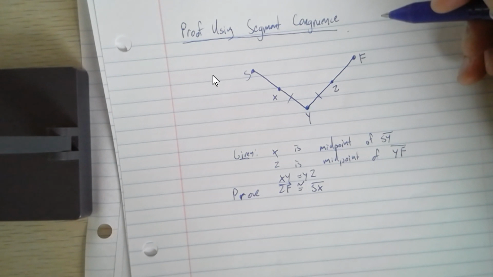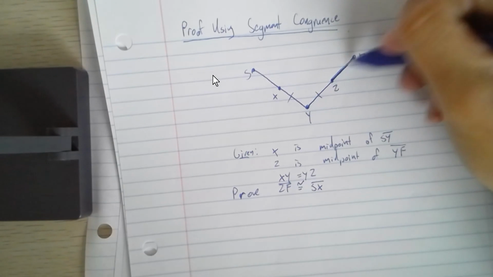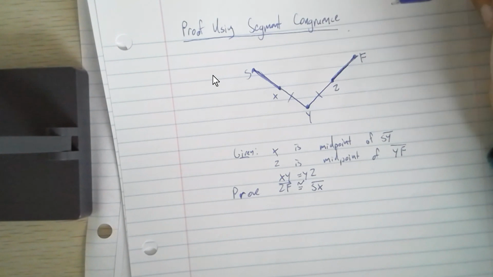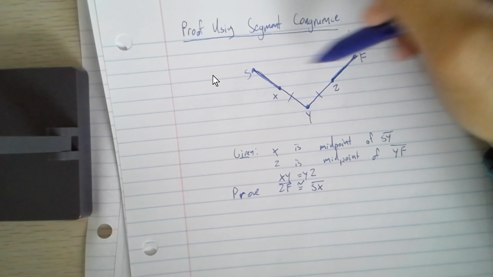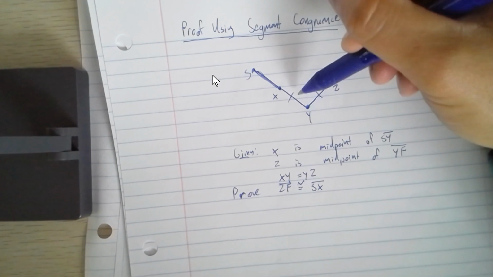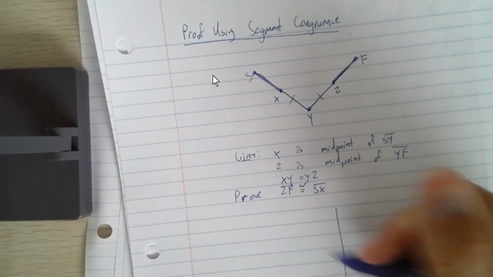Ultimately, we need to prove that ZF, this segment, is congruent to this one over here. Those two line segments are congruent. And all we know so far is that's a midpoint, that's a midpoint, and then these two are congruent. Okay, so let's build an argument for how to approach this.